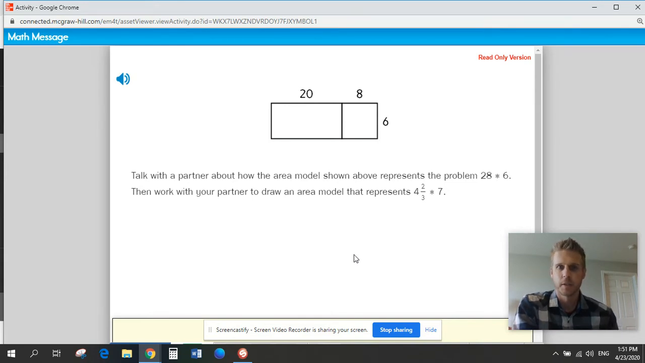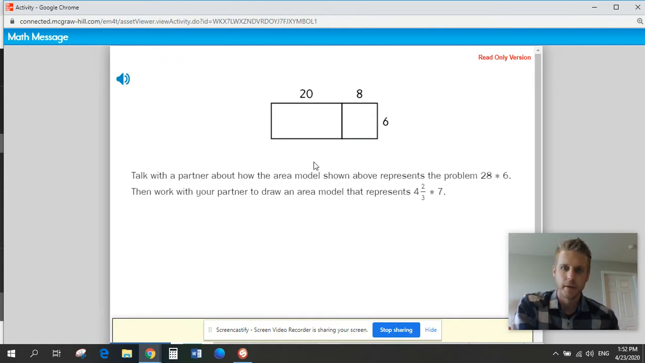So our math message for today says, talk with a partner about how the area model shown above represents the problem 28 times 6. So we're going to start with that one. You guys can draw an area number model. We've called this a couple different names this year. It could be an area number model, partition rectangle, and what's the other one? Oh, partial products. Really, this is just an example of partial products that they show here.